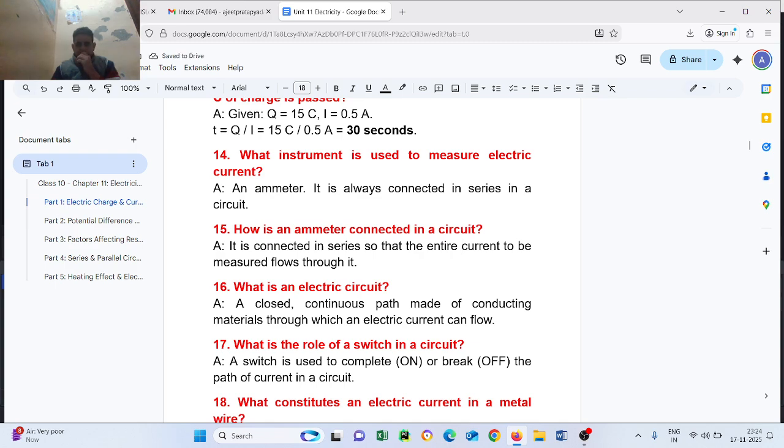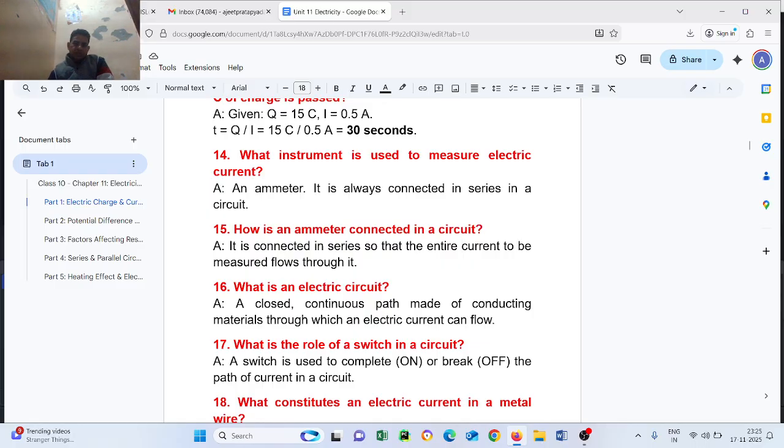A closed continuous path made of conducting material through which an electric current can flow is called an electric circuit. What is an electric circuit? A closed continuous path made up of conducting material through which an electric current flows is called an electric circuit.